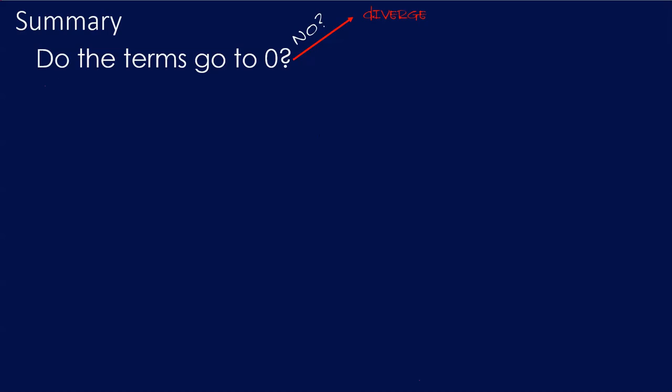Let's see. Do I have a summary? Quick summary. Oh, good. Almost. Do the terms go to 0? That's the first question you want to ask yourself. Do the terms go to 0? If they don't, the series diverges. Stop, go home, have a beer. Okay. If they do go to 0, then you need to keep going.